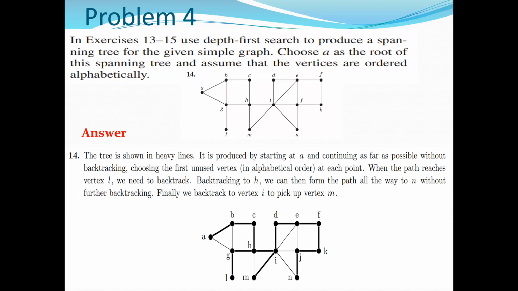Then we're going to choose the first unused vertex in alphabetical order at each point. When the path reaches the vertex L, we need to backtrack to H. We can then form a path all the way to N without further backtracking. Finally, we backtrack to vertex I to pick up vertex M.